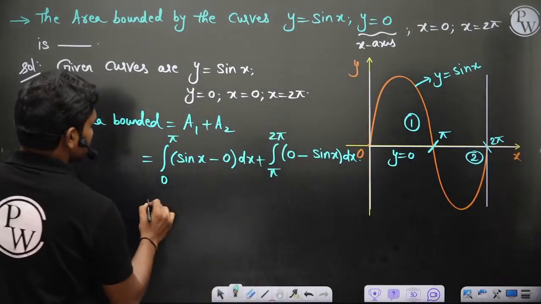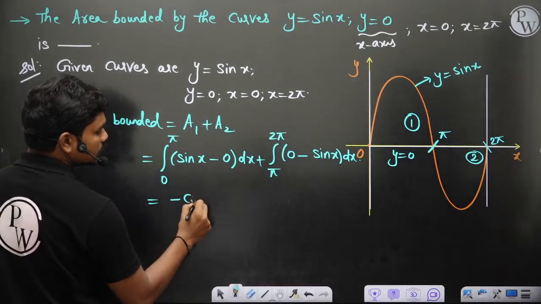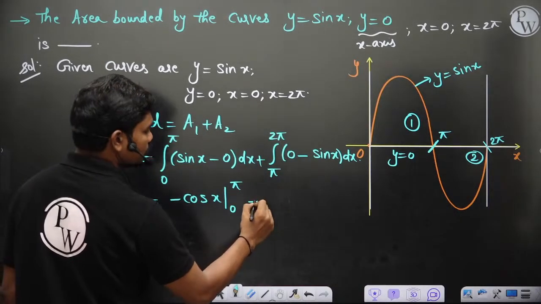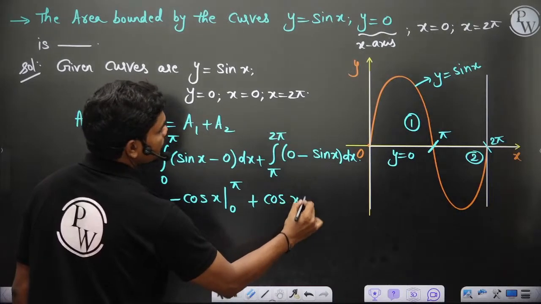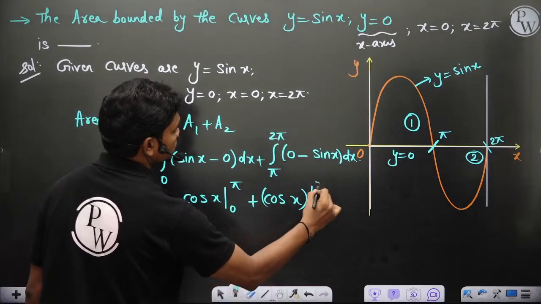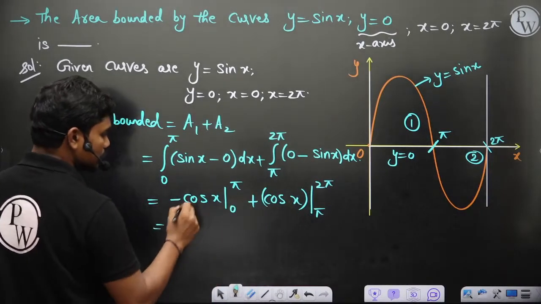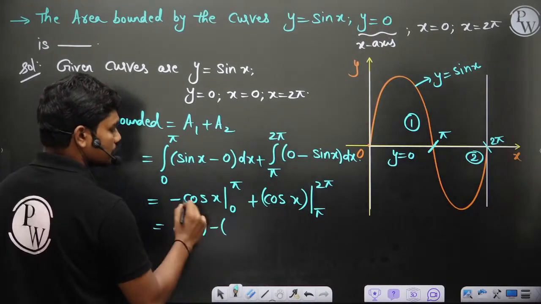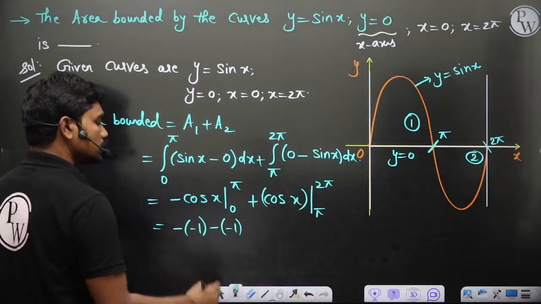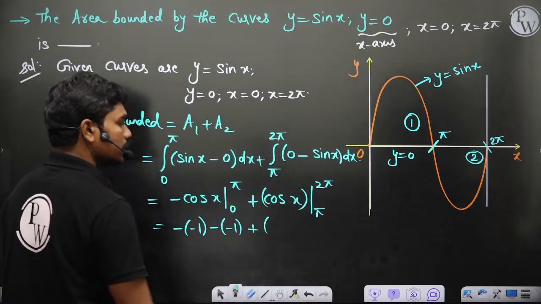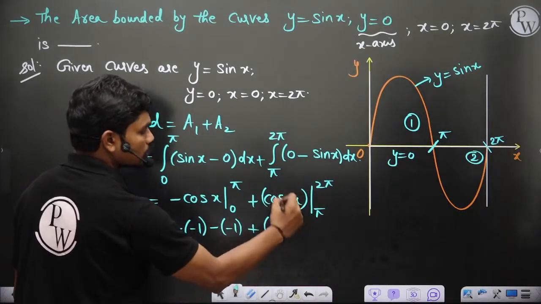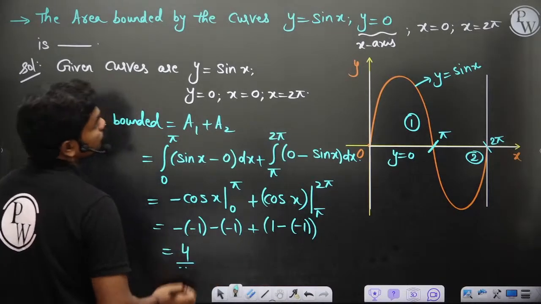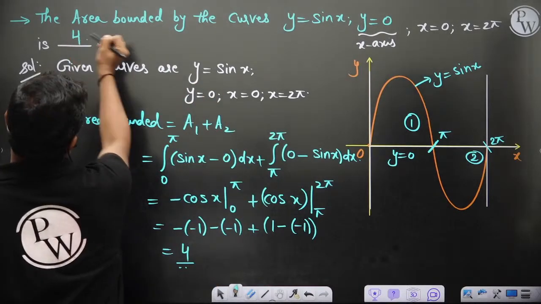So if you simplify this, integral 0 to pi sin x, so sin x integration is minus cos x within the limits 0 to pi, minus integration of sin x is again minus cos x, so minus of minus is plus cos x within the limits pi to 2 pi, of course. So if you simplify this, minus of cos pi is minus 1, minus of cos 0 with a minus sign is minus 1, of course. Okay, so plus, what is this value then? Cos 2 pi, 1 minus cos pi is minus 1, so total this is 4, of course. Okay, so this value is 4 finally. So the value is 4 in this case.